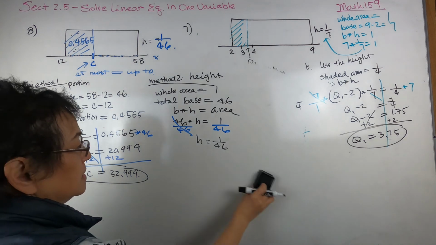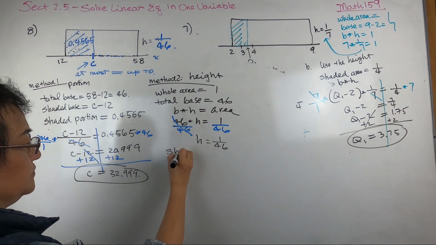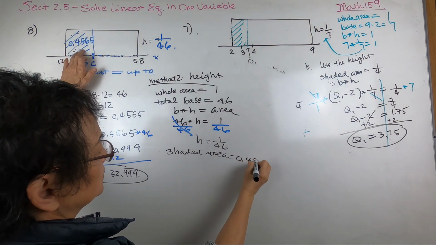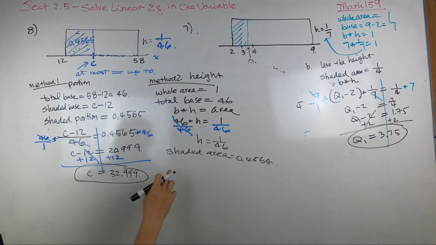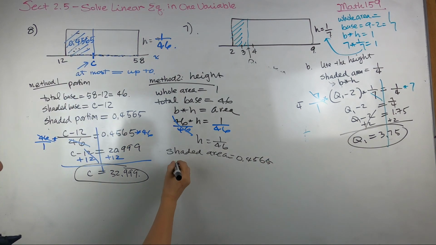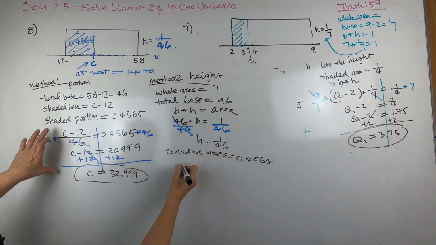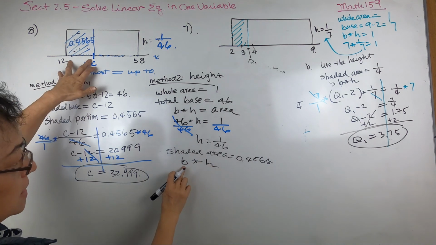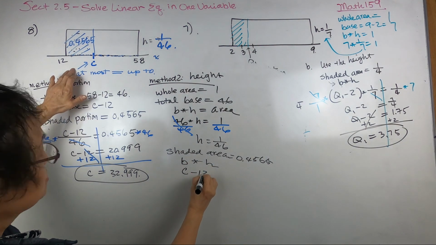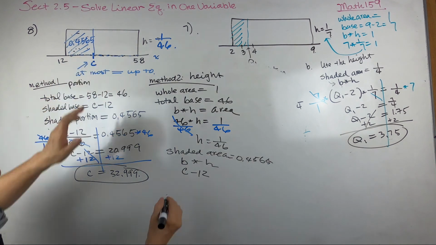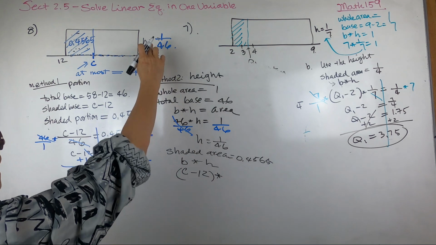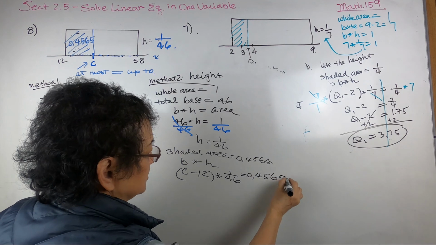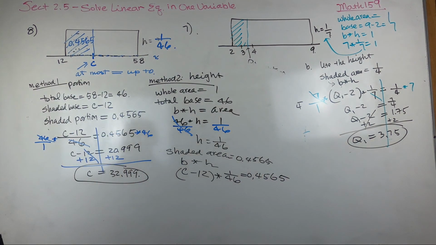Okay, then for the shaded area, it says it's 0.4565, right? Shaded area is base times height, and the shaded area base is c minus 12. Then times the height, the height is the same, 1/46, equals 0.4565, right? You will write the equation.